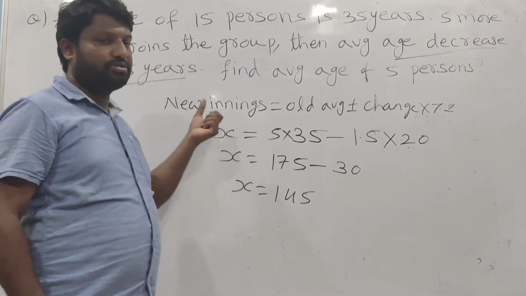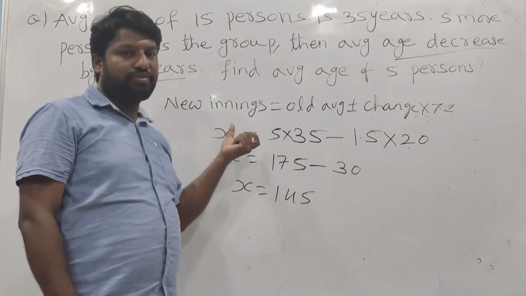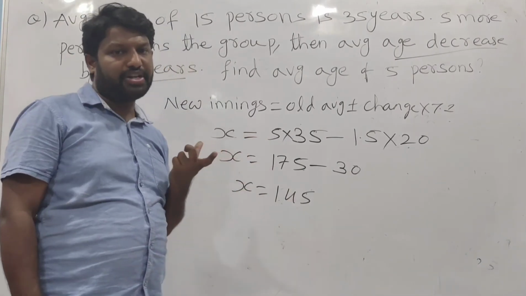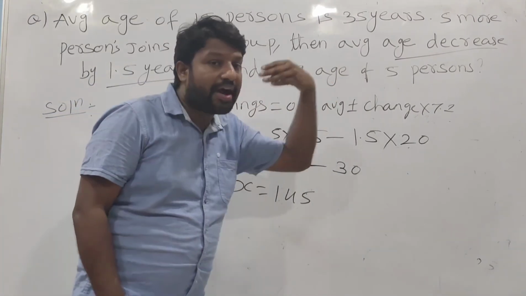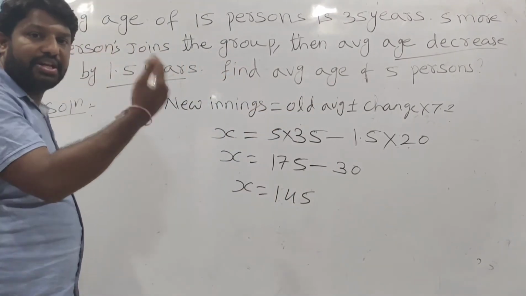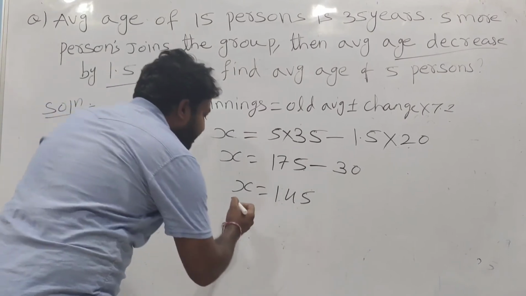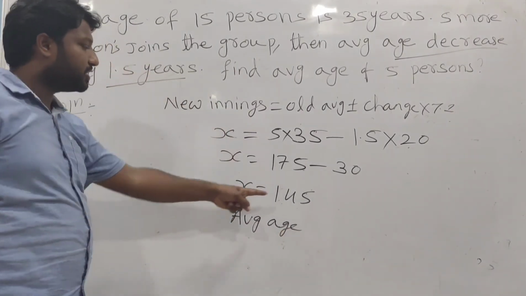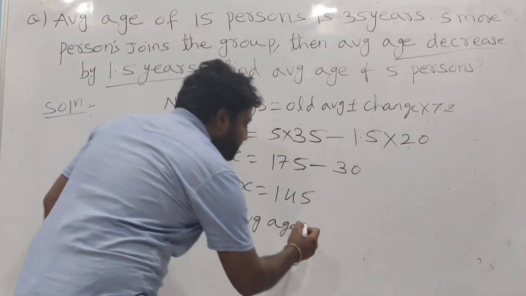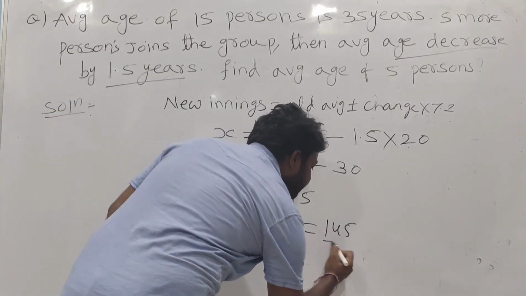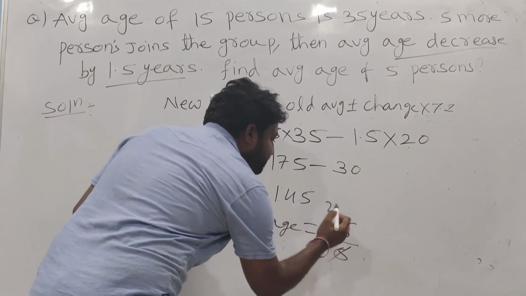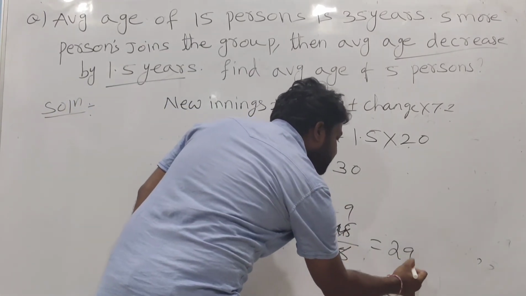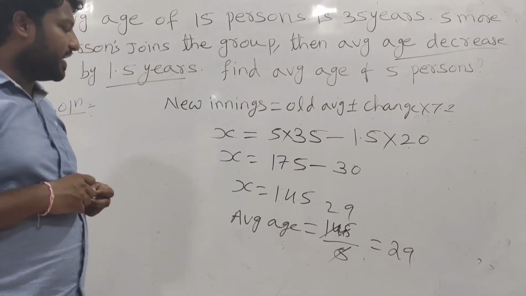Okay, new innings means how many innings are you taking? Total 5 innings are there, a direct sum of 5 you are taking. So the 5 persons' sum is 145 years. Now what is asked? Find the average age of the 5 persons. So the average age is nothing but the sum 145 divided by 5. 5 ones are 5, 5 twos are 10, remainder 4, 5 nines are 45. So the average age of the 5 persons is 29 years.